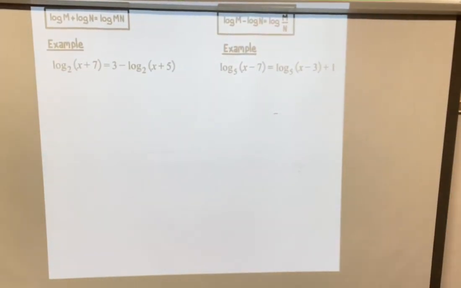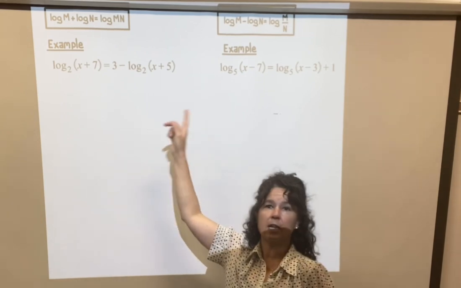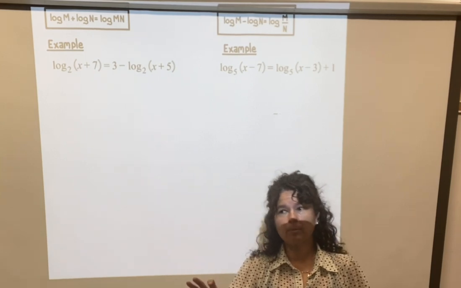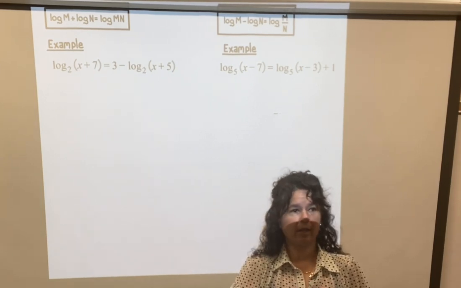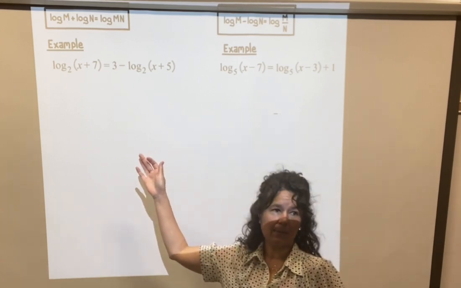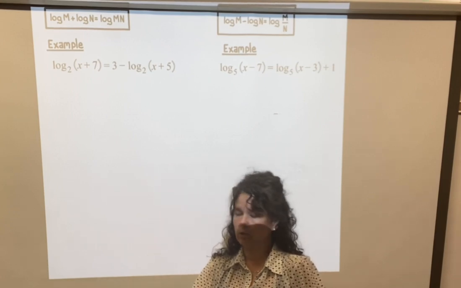If we want to solve these equations, notice that in both examples, there's a log on one side and a log on the other side. Our main strategy is to get one log by itself equal to everything else. So I want to move the logs to the same side so that I can push them together to make a single log.